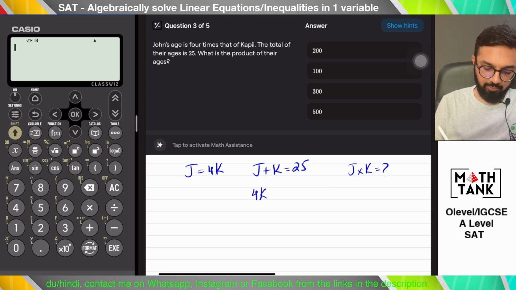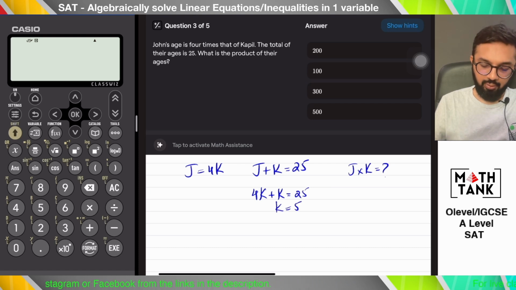Okay, 4k plus k equals 25. k is equal to 5. And when k equals 5, j is equal to 20. 5 times 20 should be 100.